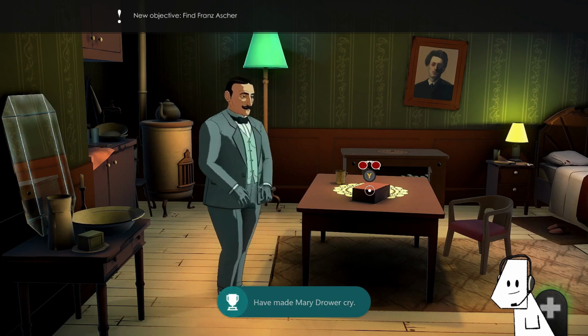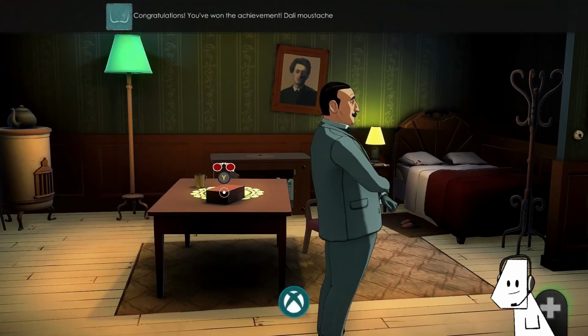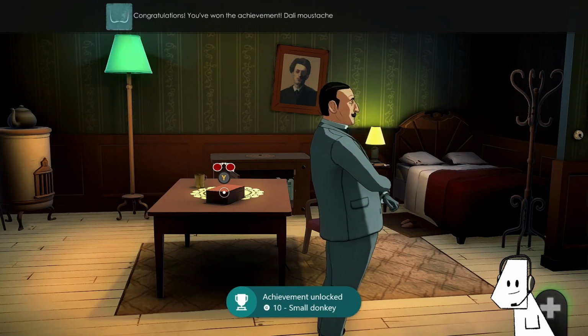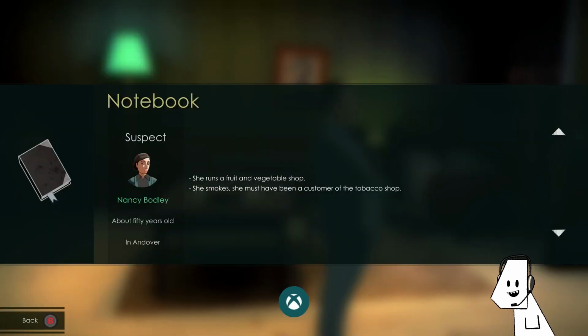Okay. Well, I got an achievement for it, so it can't really be that bad. I got another achievement as well. Small donkey. Oh no, I made a mistake. Damn it.